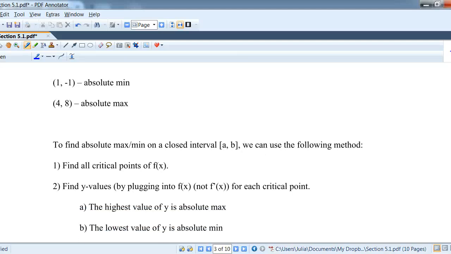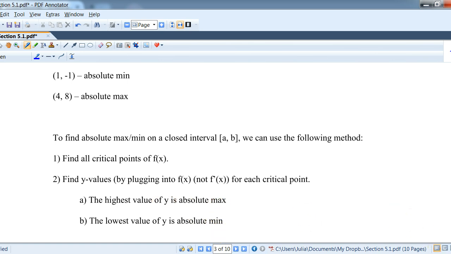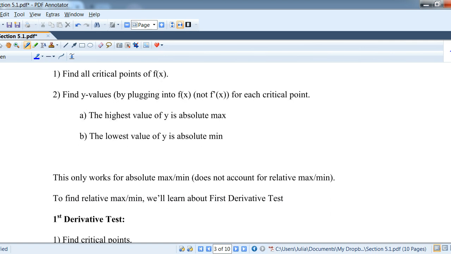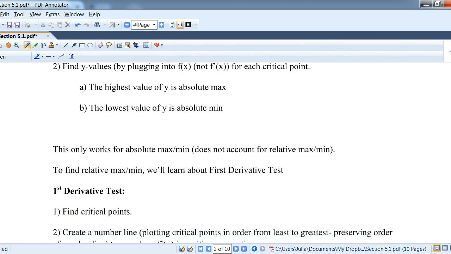But there is another method that we do not necessarily have to rely on graphing for, and that's the first derivative test, and that's what we're going to use. To find max and min on a closed interval, we can use the following method. This helps for absolute max or min. If we have a closed interval and the function is continuous, then the highest y value is the absolute max and the lowest y value is the absolute min, which is kind of nice to know. But it has to be continuous, so no asymptotes within that interval, so that way it doesn't go to infinity or negative infinity. And it has to be a closed interval, so it only works sometimes.